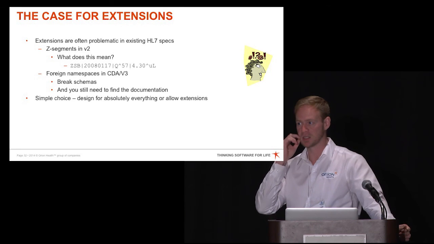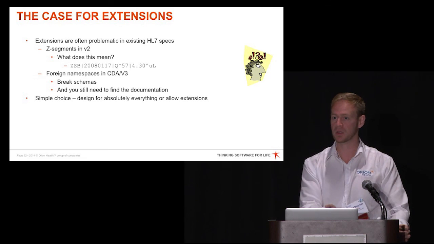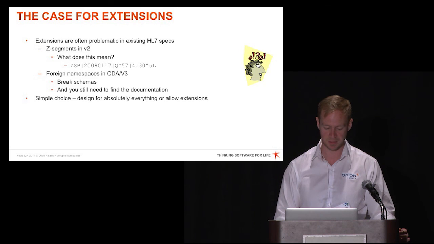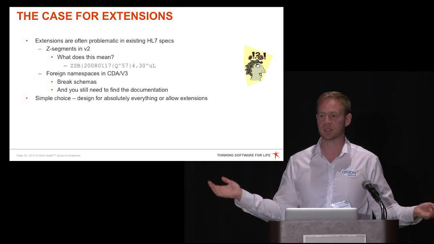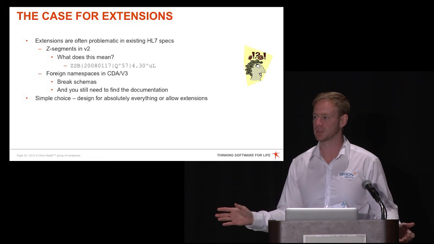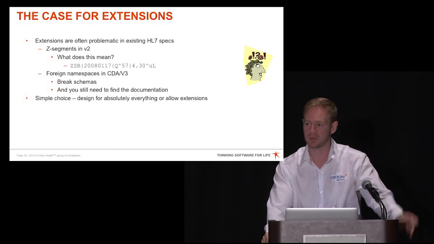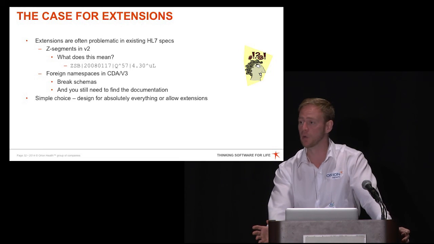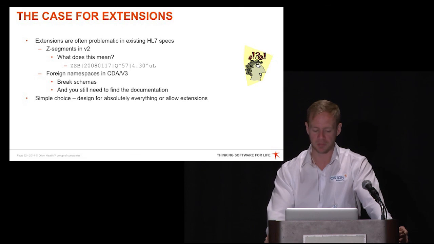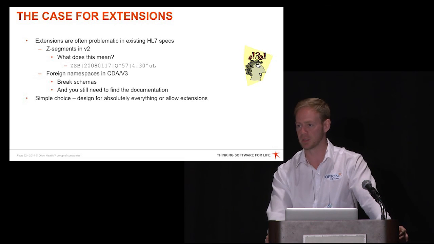And then the case for extensions, I know we feel like we beat this one pretty good, but I'll say it one more time. You could have two exchanging bodies sending you ZSB segments. You can see there's multiple fields within that ZSB segment. We don't know what ZSB segment means. And even if we did, both of those two exchanging parties could be implementing it completely differently. That first field, which is 200.80, that could be an MRN versus the other one, it could be a timestamp. You have no way of knowing with version 2. Within CDA and V3, you have to have foreign namespaces. They can break schemas. It's still a big problem. And then you still need to find that documentation.